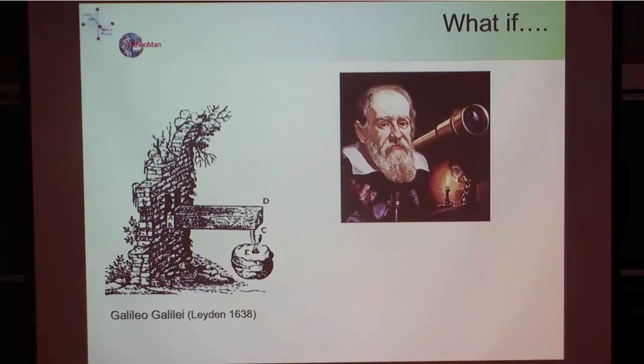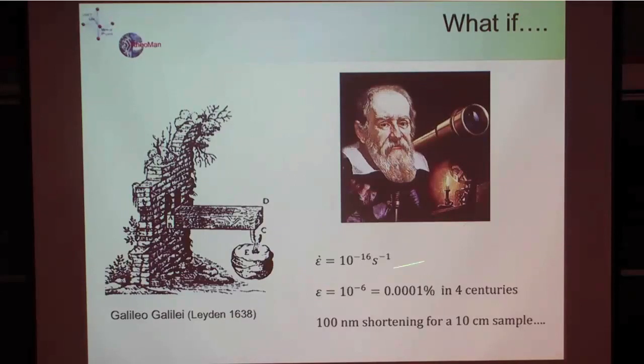And then we come back now, like 4 centuries later, and if we want to see what is the deformation during 4 centuries at this strain rate, well, it's only 100 nanometer shortening for a 10 centimeter sample. I would assume that Galileo was not able to deal with nano samples, so let's suppose that he would take that, no complaint. That's at the limit of what we can measure, basically, especially after 4 centuries. So really, you see that this is something that we cannot do experimentally. So we need to find another way to do that.